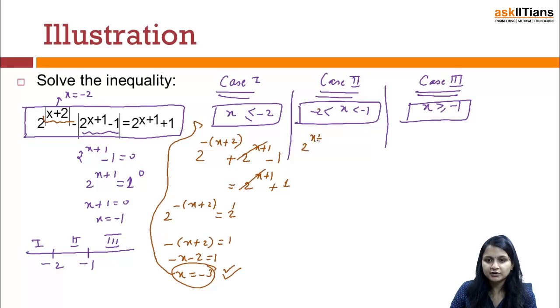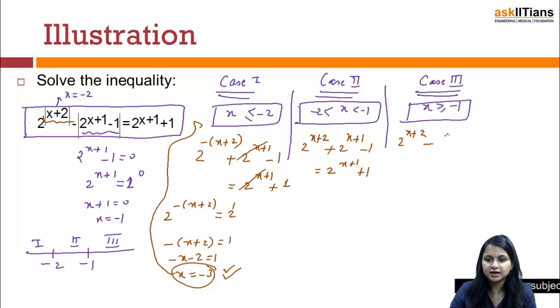So, 2 raised to the power x plus 2, and here also I have 2 raised to the power x plus 2. Let's write in each case so that we don't have to again analyze the things. Okay. Now, 2 raised to the power x plus 1 minus 1, when x is lying between -2 and -1, again it would be negative. So, 2 raised to the power x plus 1 minus 1. Okay, in this case it becomes positive.